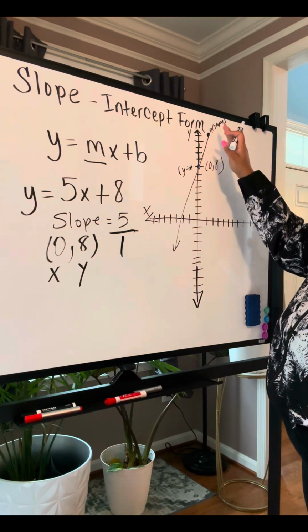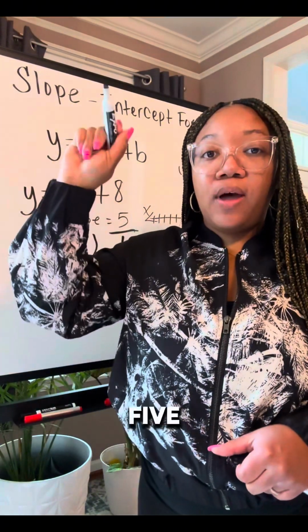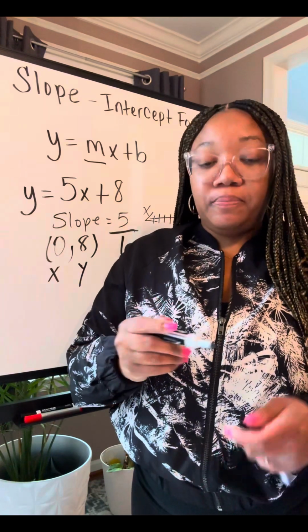So you will continue on. If you were graphing a series of points, you will continue going up 5 over 1, up 5 over 1, or down 5 and over to the left 1.